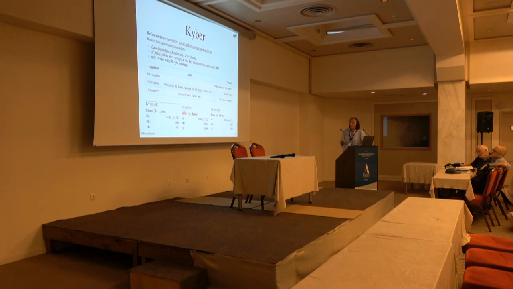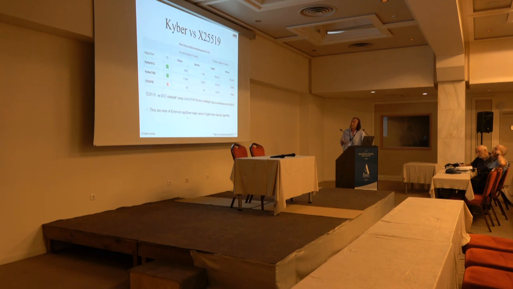Here are the different key sizes that you have. Right here, the different security levels, 512, 768. The key sizes are non-trivial. I will give you an example here. If you use classical elliptic curve cryptography, the key sizes are 32 bytes, and here they are a couple of hundreds, 1,000, 1,200. This is the key size. So key size changes significantly.